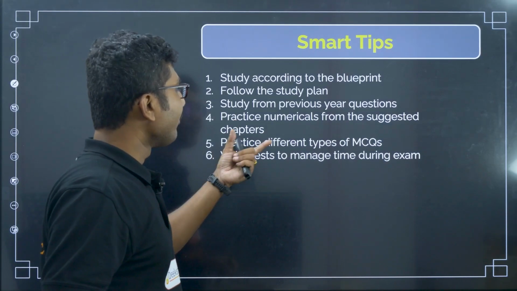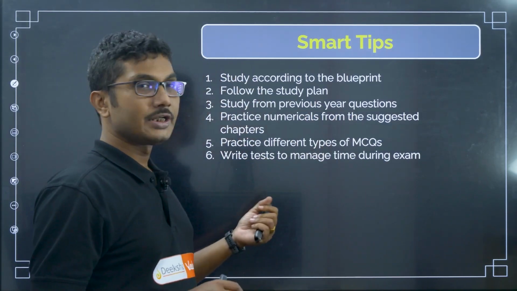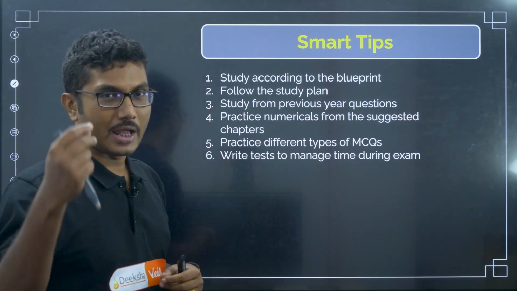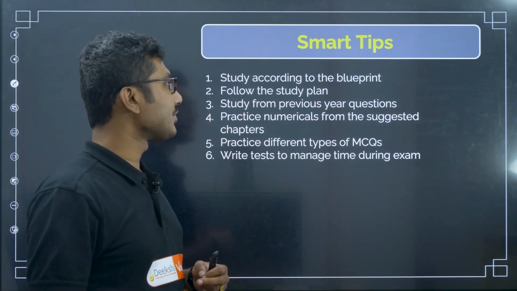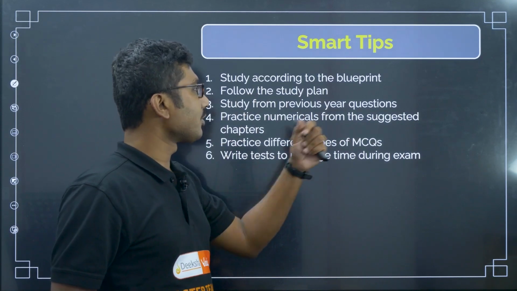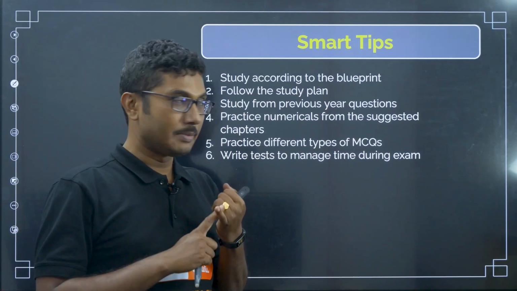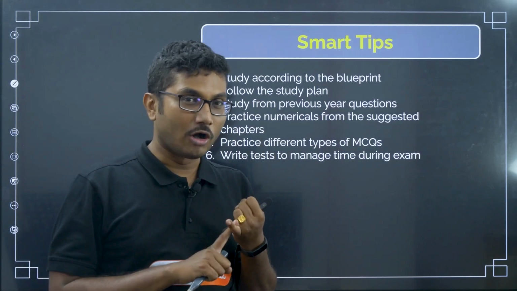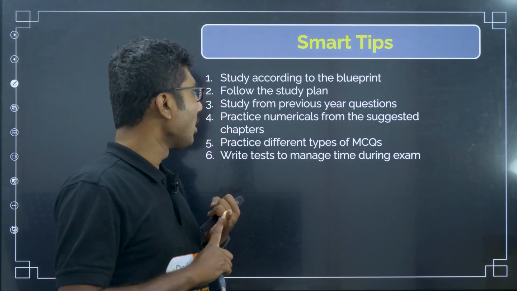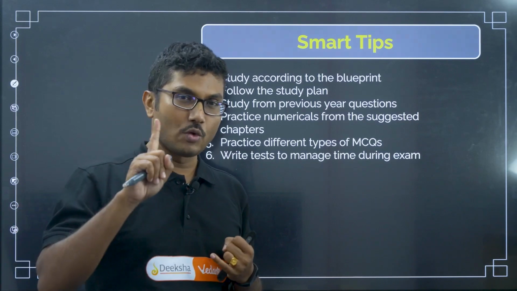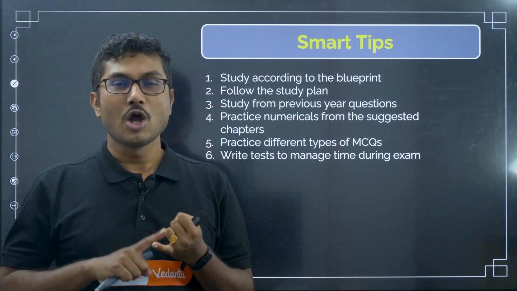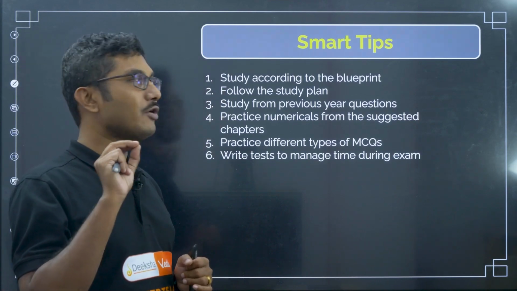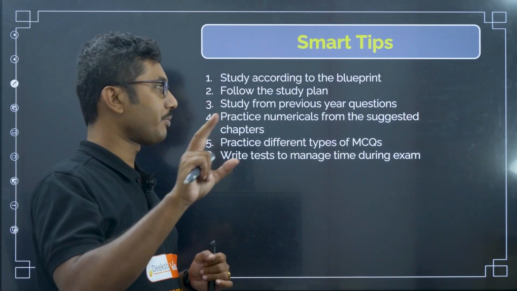Now, study from previous year questions. I already mentioned it 4 times that previous year question papers are very important, because every year you will get similar questions. Practice numericals from the suggested chapters. You remember I have suggested 3 chapters. Study all the numericals given in the NCERT, that is number 1. And if you have some time, study numericals from those chapters from previous years as well, to be sure shot that I will get 2 questions from there.